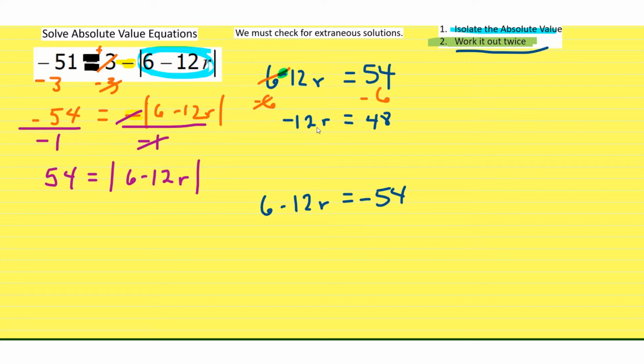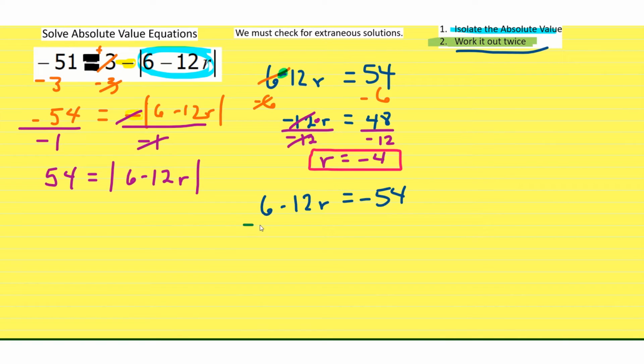And then how do I undo this negative 12 that is being multiplied? It's being multiplied times the r. If it's being multiplied, I want to undo it with division. So I'm going to divide out the 12 on both sides. So this negative 12 cancels with that negative 12, and that leaves me with r is equal to 48 divided by negative 12, which is negative 4. So we will be testing this in just a few minutes to see if it is a valid solution for our absolute value equation. So now let's go down here and work on the second one here.